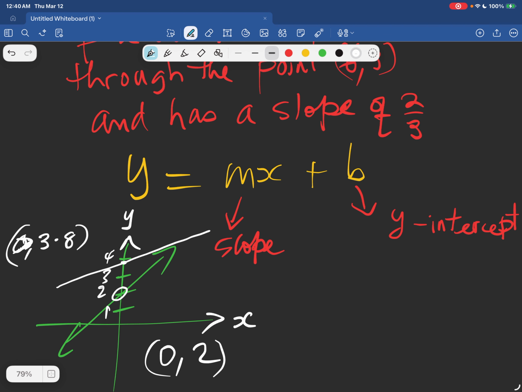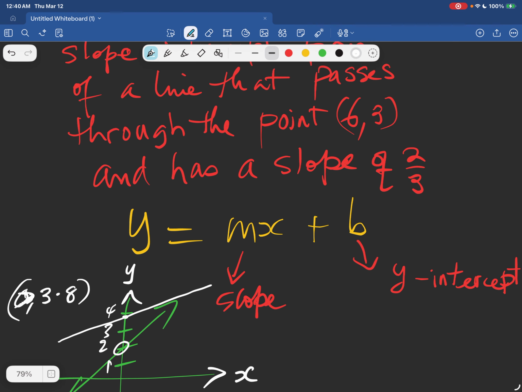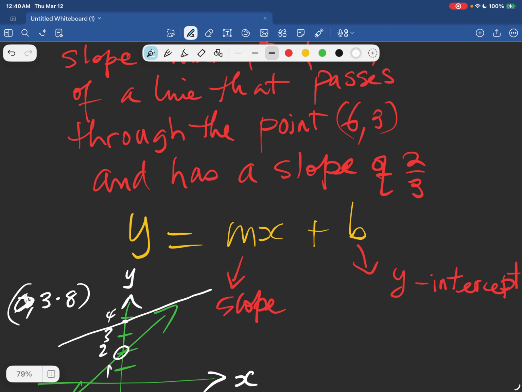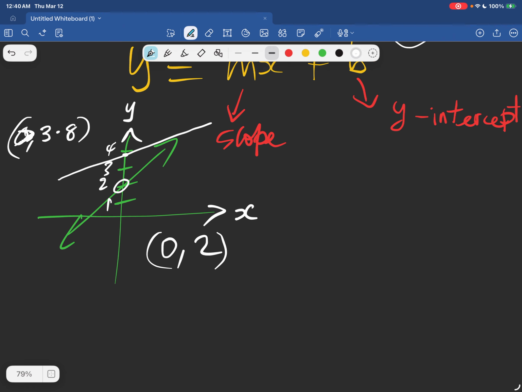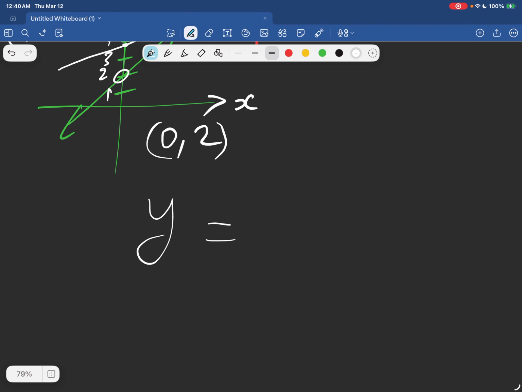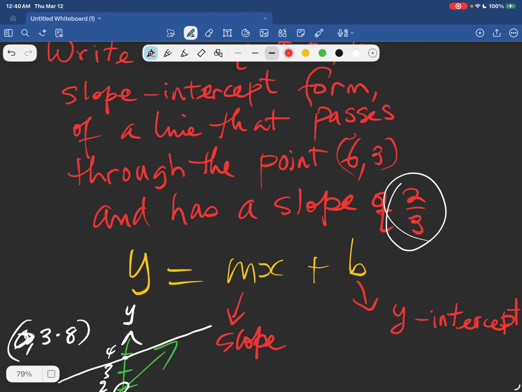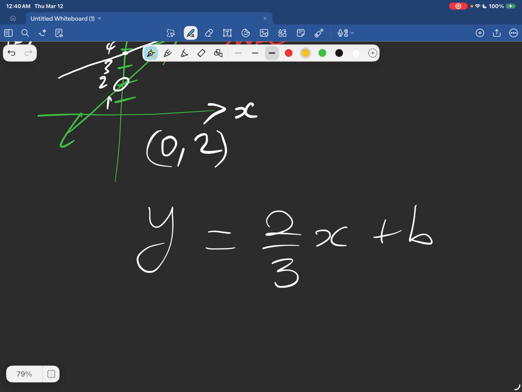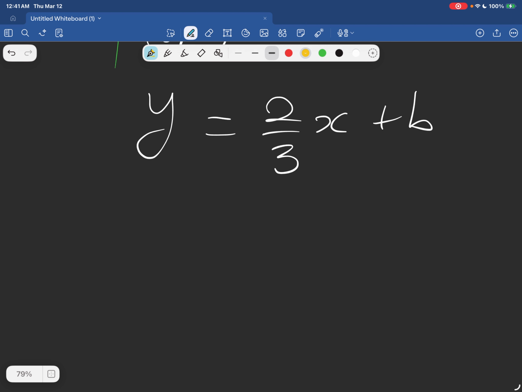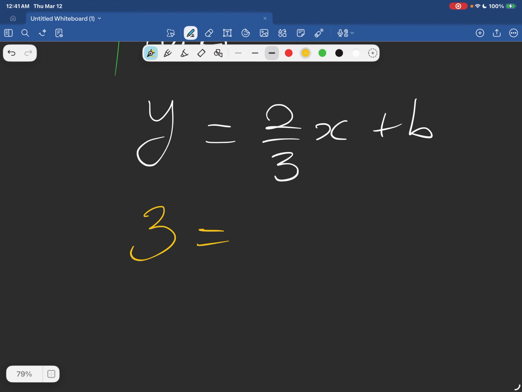So let's go ahead and look at the problem given to us. We first of all insert the slope that is given into the formula. So we have y equals 2/3, the slope that was given, x, plus b. The next thing that we do is we look at the point that was given to us, which is (6, 3), and we see that the x-coordinate is 6, the y-coordinate is 3. So we are going to substitute those into the problem. The y-coordinate is 3, the x-coordinate is 6, plus b.